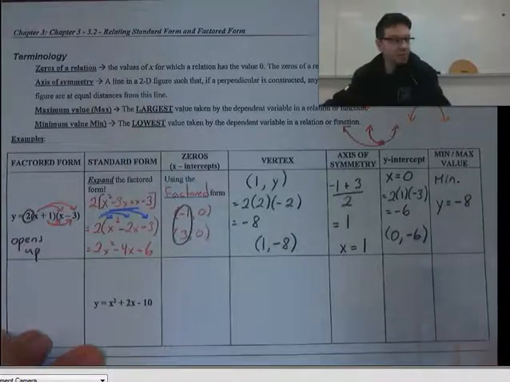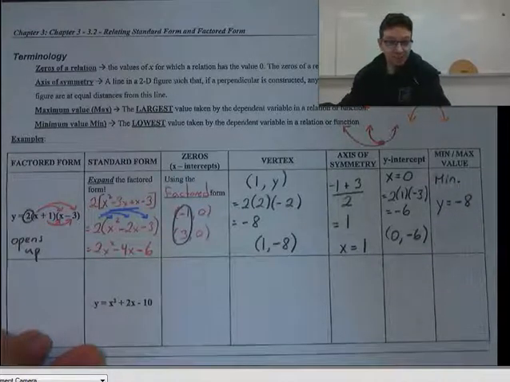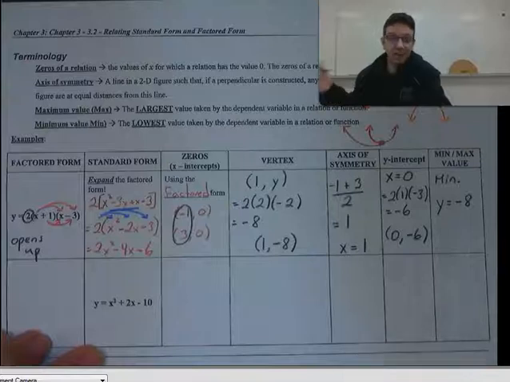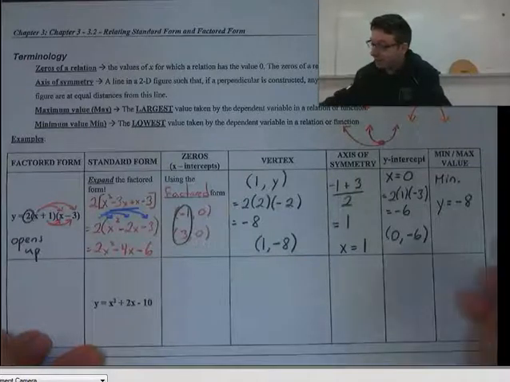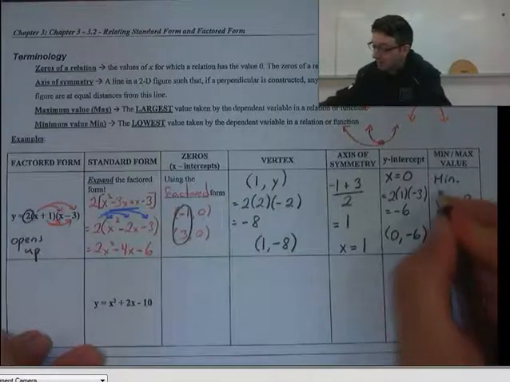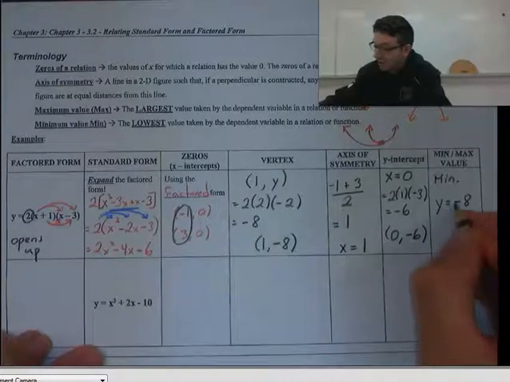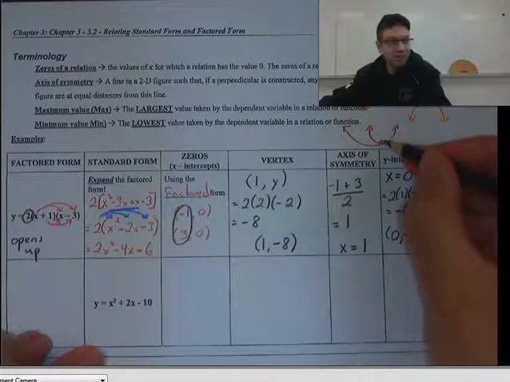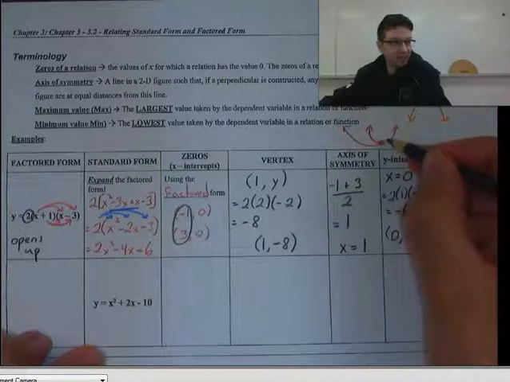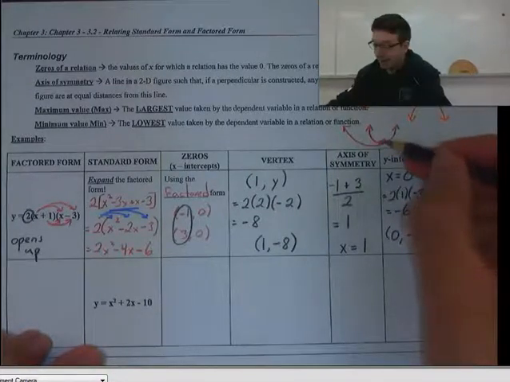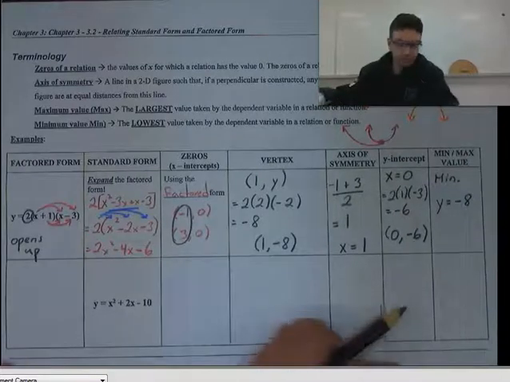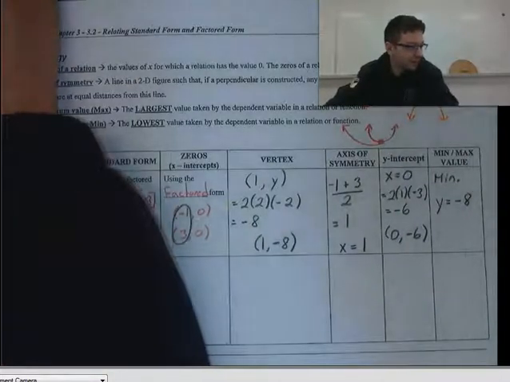Which again will help us later when I ask you for things like range. When I say find the domain, find the range, your range is for your y-coordinates. So in this case, y being negative 8 is our minimum value, so our function has a range of y being greater than or equal to negative 8. Okay, I'm going to pause.